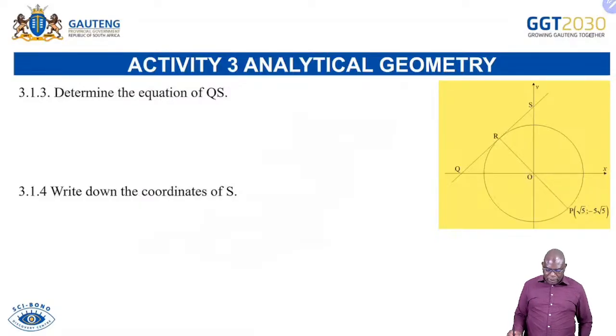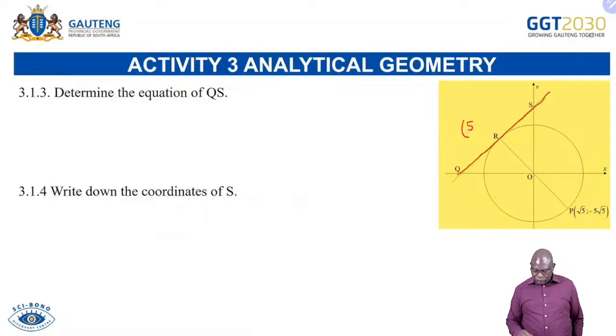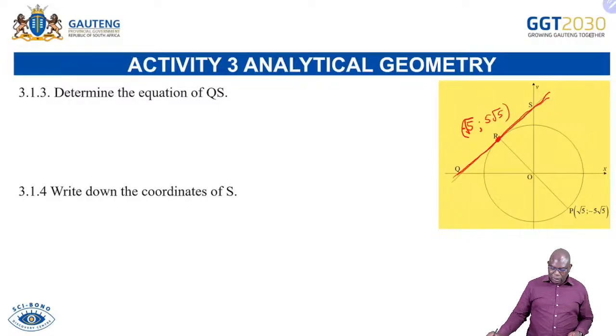The next one: determine the equation of QS. I know the coordinate of this, it's negative root 5 and 5 root 5. That is the coordinate of R. Now, what is this line here? That line is my tangent. So if that line is my tangent, I need to find the equation of QS.